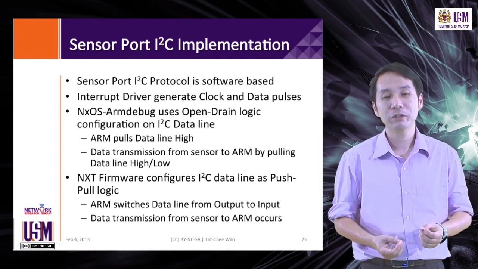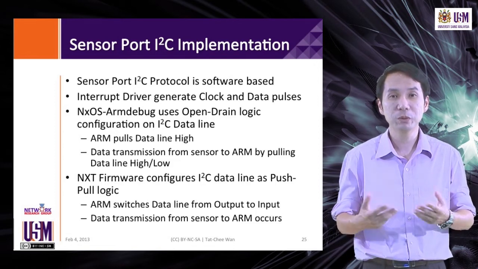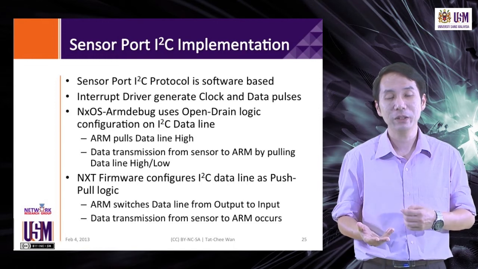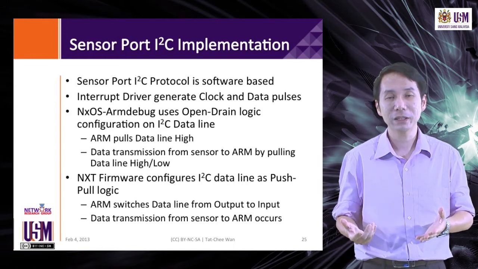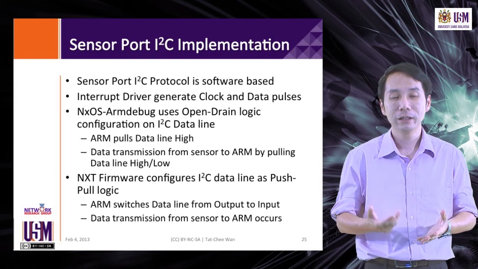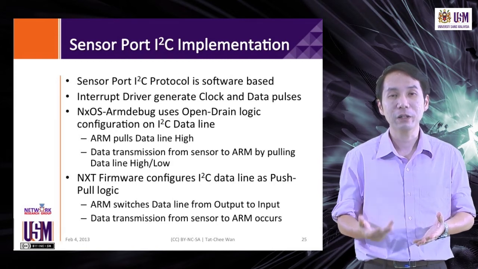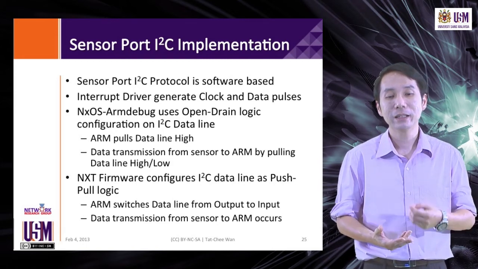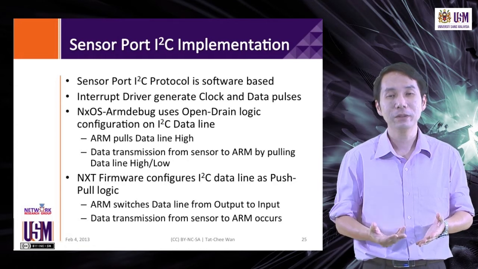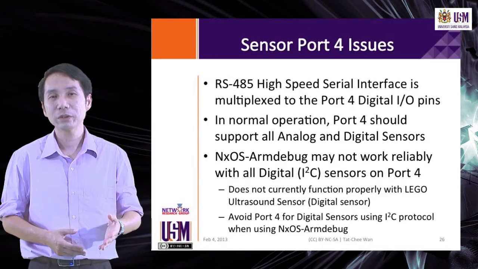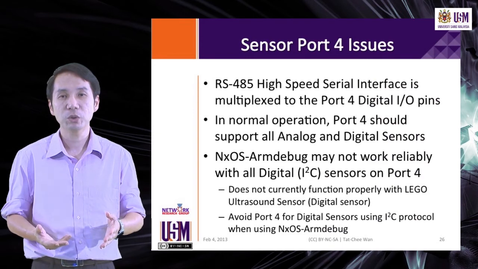However, the NXT firmware configures the I2C data line as push-pull logic. What this means is that if the sensor needs to transmit data to the controller, the ARM will first switch the data line from output to input, and then data transmission from the sensor to the ARM controller will occur. There's something to take note of when we are using sensor port 4.